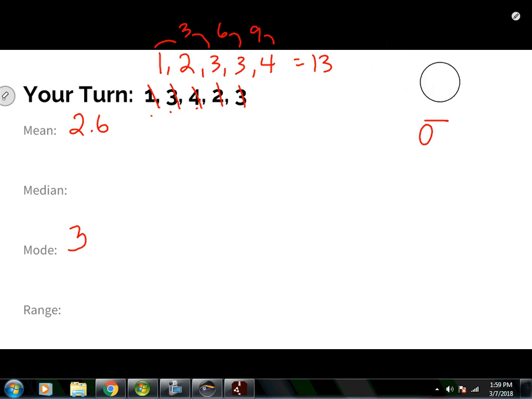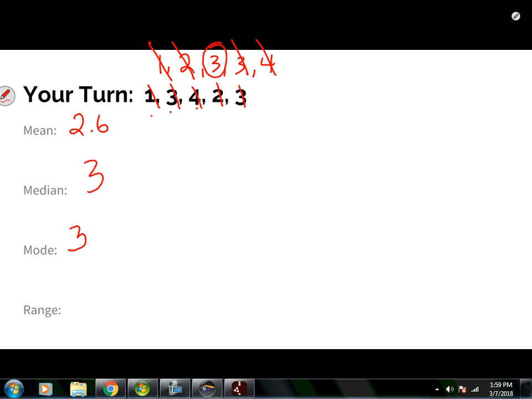Okay, median is the number in the middle. Start by marking off from both ends until I end up with my number in the middle, which is 3. And then my range is my largest number minus my smallest number. So that is also 3.